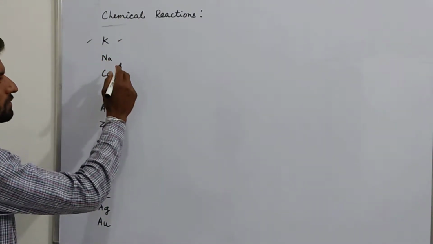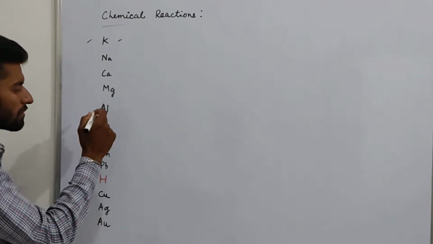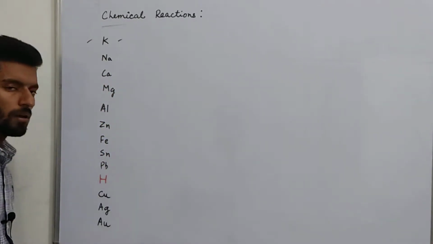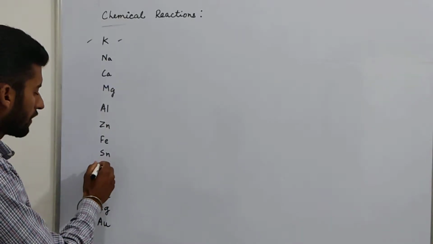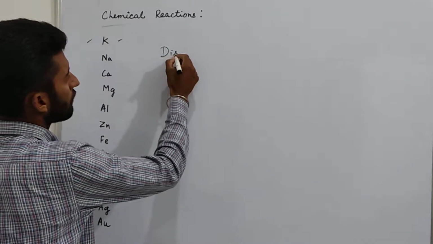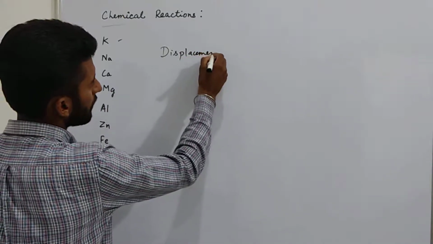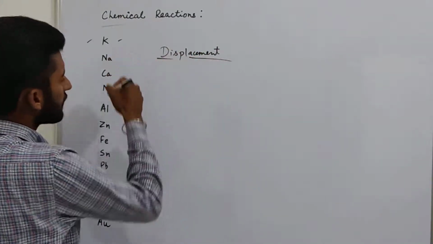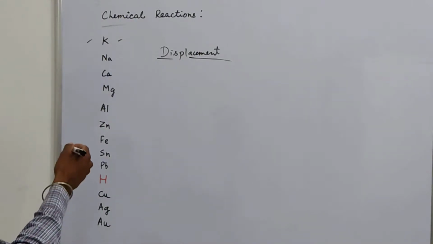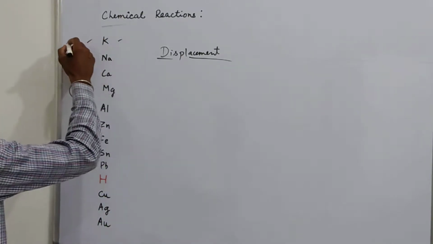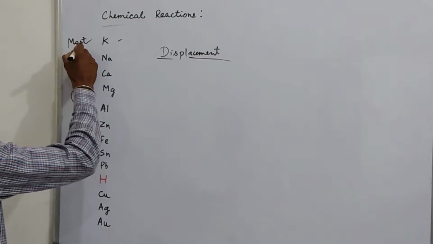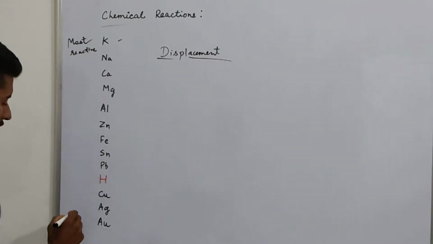The first element is potassium, then sodium, calcium, magnesium, aluminium, zinc, iron, tin, lead, hydrogen, then copper, silver and gold. So different elements have been arranged. How are these helpful in predicting the displacement of one element by the other element, or why they are arranged or how they are arranged? They are arranged because their reactivity decreases in the order given. This one is most reactive or highly reactive, and the last one, gold, is least reactive.